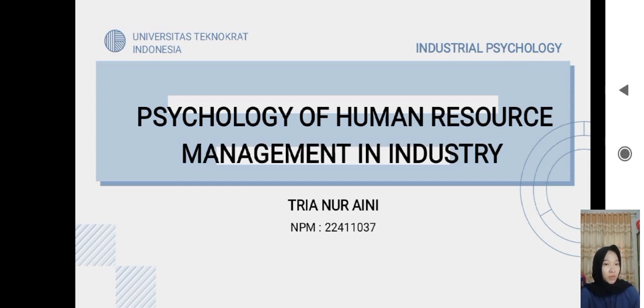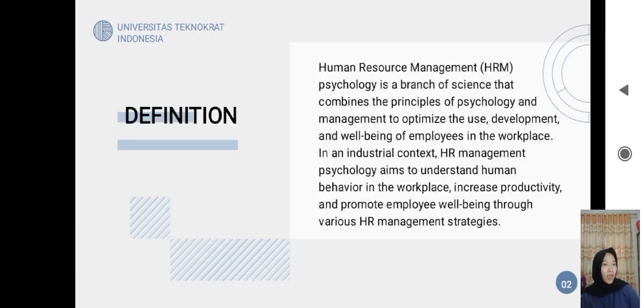Psychology of human resource management in industry. The first is the definition of human resource management. Human resource management, or HRM, psychology is a branch of science that combines the principles of psychology and management to optimize the use, development, and well-being of employees in the workplace. In an industrial context, HR management psychology aims to understand human behavior in the workplace, increase productivity, and promote employee well-being through various HR management strategies.